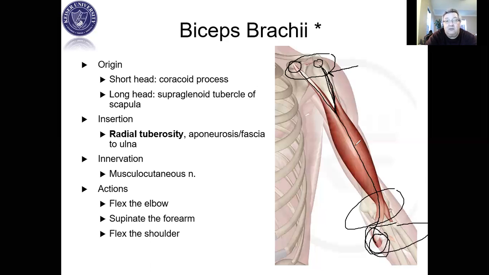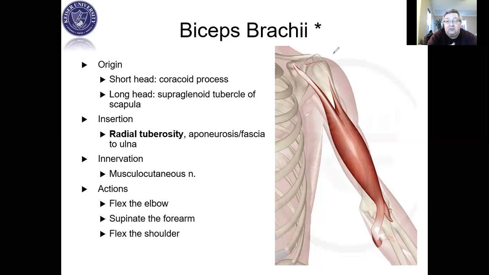This is a muscle you definitely need to know. It is very, very superficial. You could feel your tendon in the crux of your elbow there. That's the biceps tendon, right before it attaches to the radial tuberosity. This is a muscle you'll need to know. We work on it a lot.